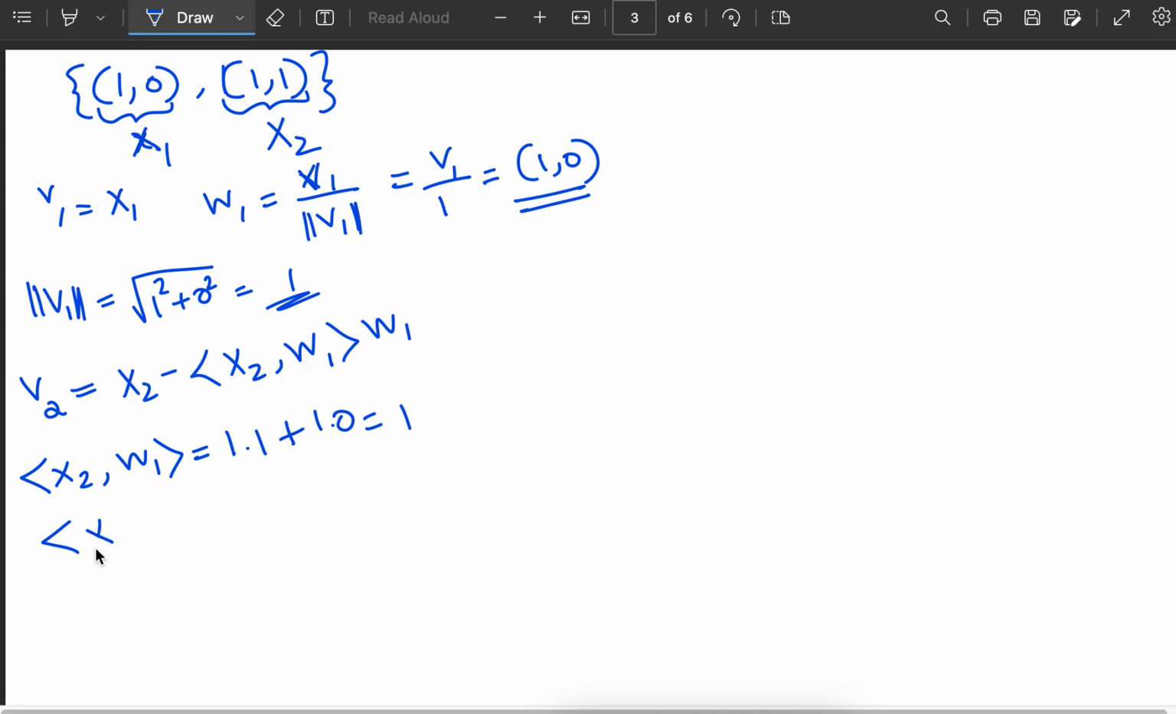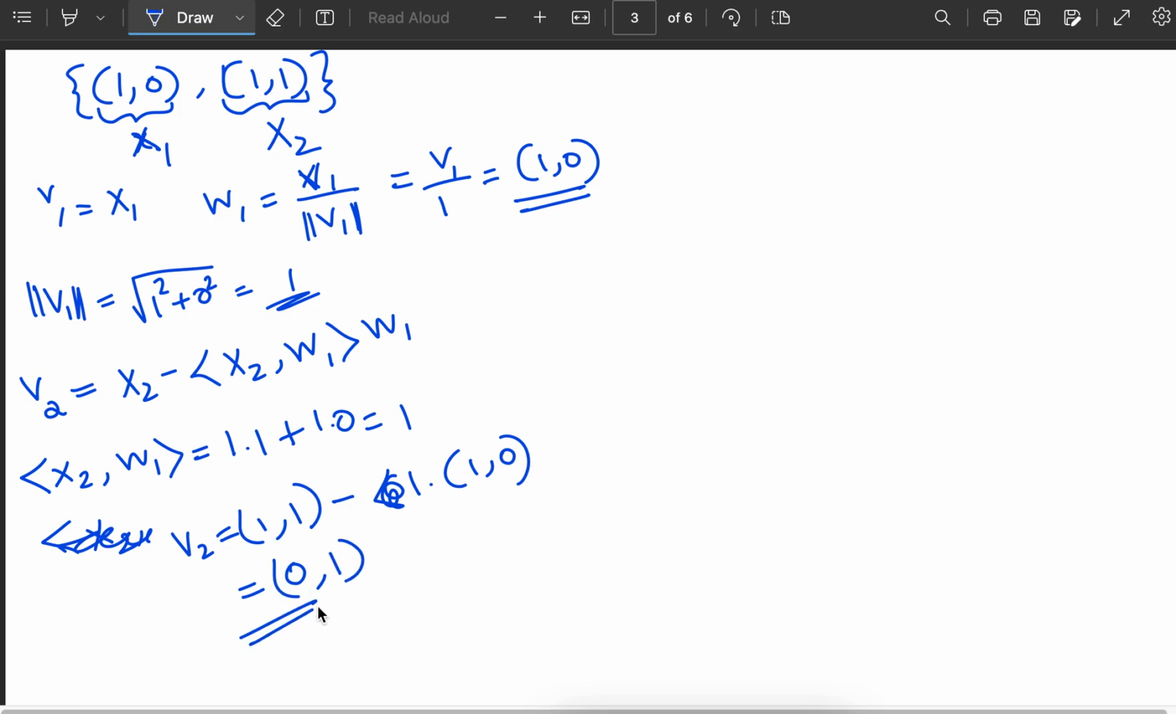So inner product x2, therefore substituting in this formula, v2 is equal to x2, that is (1, 1), minus inner product of x2 and w1, we got it as (1, 1) into w1, that is (1, 0). So we will get 1 minus 1 is 0, 1 minus 0 is 1. So v2 is equal to (0, 1).